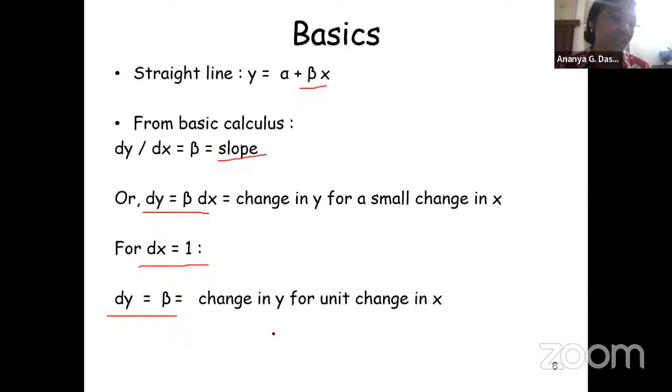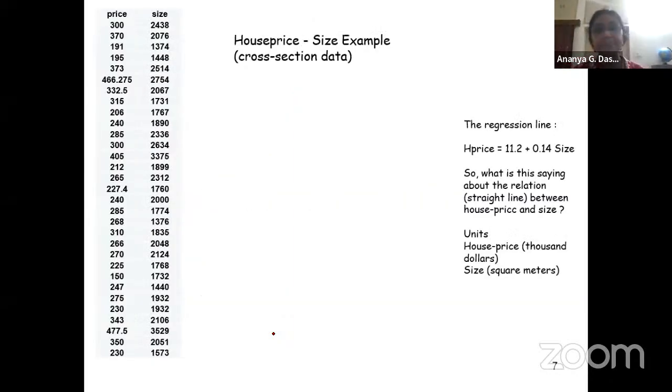When we are fitting a straight line, typically we are interested in interpreting the slope. And the slope represents the change in our dependent variable for a unit change in the independent or explanatory variable. With this introduction, let's now look at some examples.